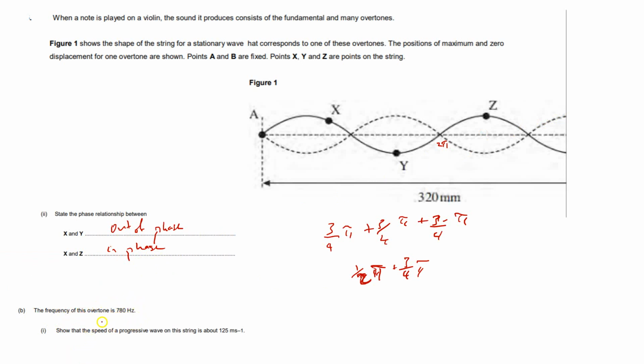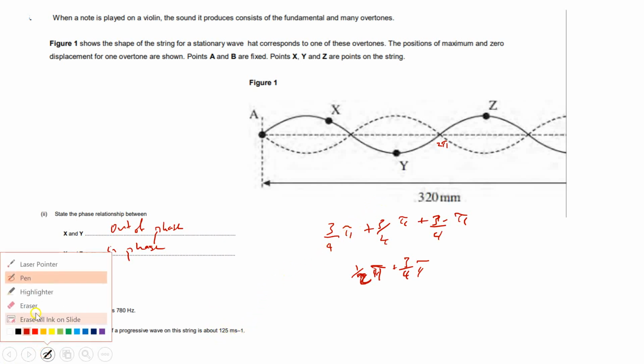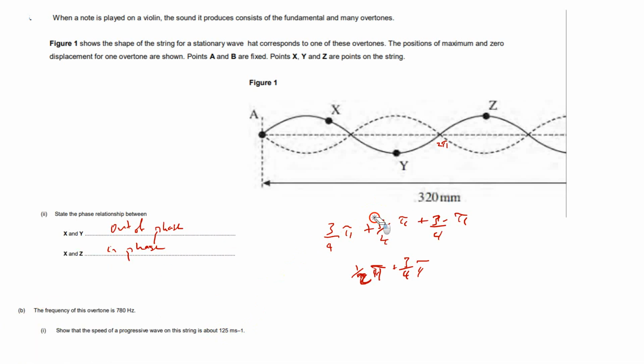Now the question continues to say that the frequency of this overtone is 780 hertz. It says show that the speed of the progressive wave on the string is about 125 meters per second. So that's something that we need to do right now. With this question, I believe something got chopped off, so I'm going to finish it off by adding the final node.